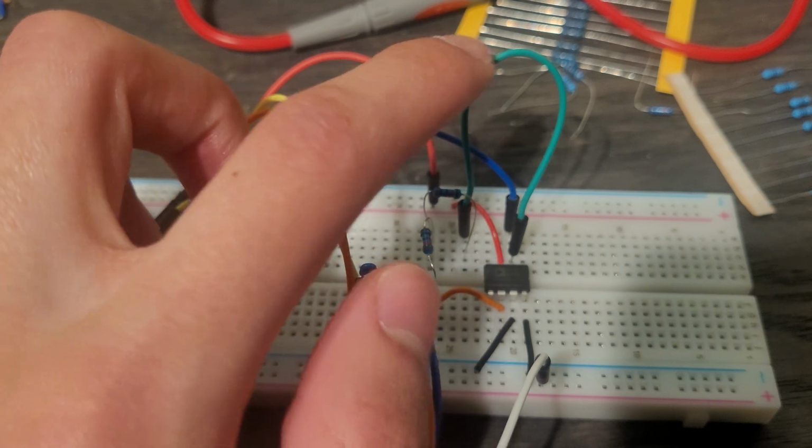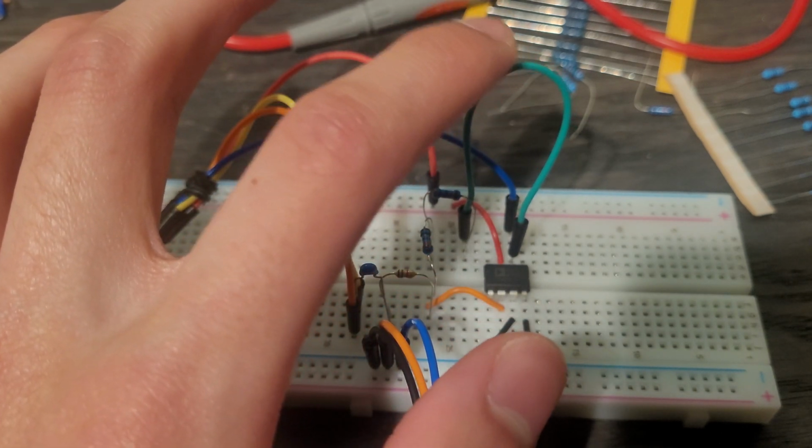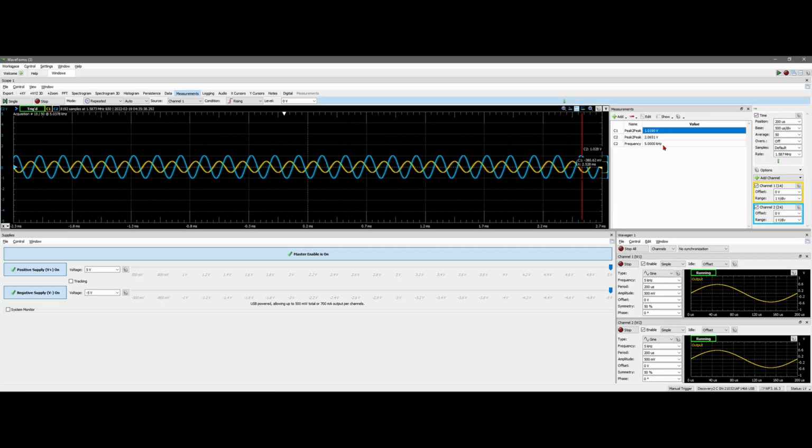So in the next one, where we build a comparator with hysteresis, we are going to be tightening things up and also getting close to concluding this lab.